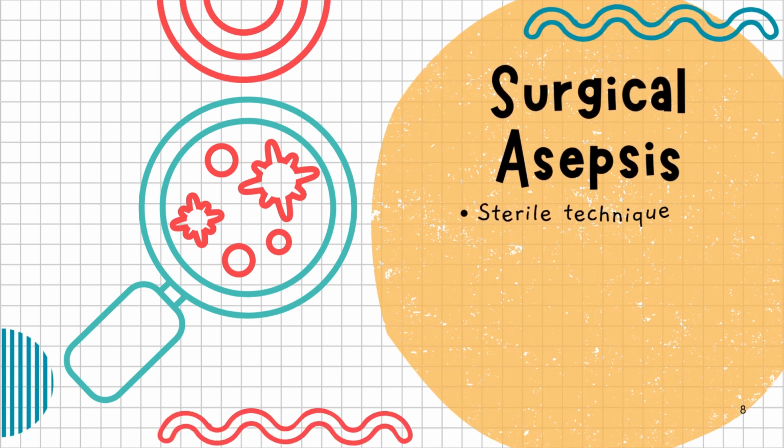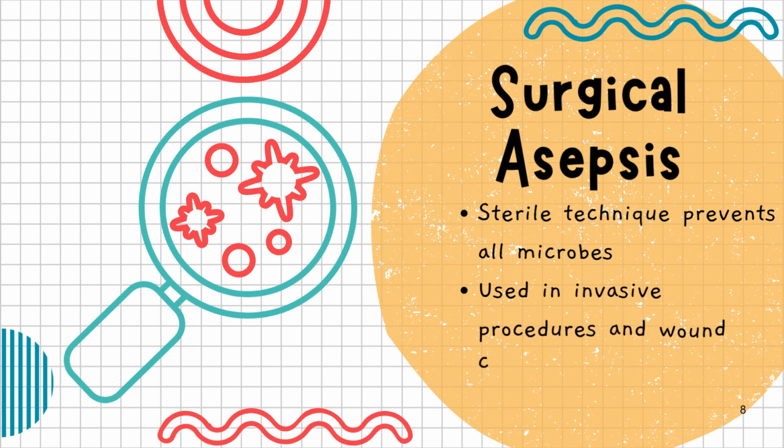So now let's talk about surgical asepsis. This is known as the sterile technique. So sterile means the absence of all microbes. That includes spores. So this is in contrast to the clean technique. The sterile technique eliminates all microbes, including both pathogens and non-pathogens.